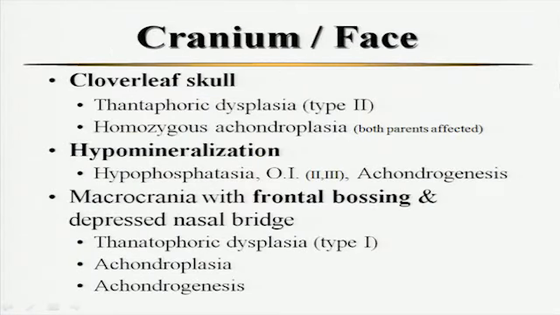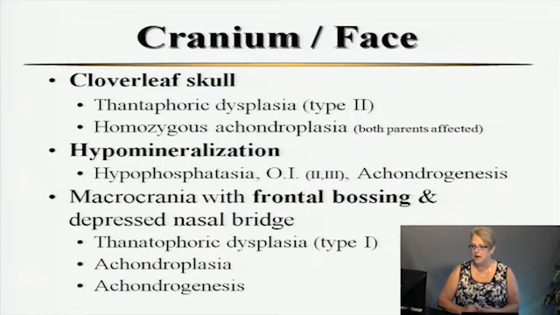So you can get a cloverleaf skull that goes along with your thanatophoric dysplasia or homozygous achondroplasia. The hypomineralization would be a hypophosphatasia. And these are pretty impressive if you've ever seen them, because when you go to do your BPD, if you press too hard, you can compress the whole skull. And you're like, oh my God, I can see the intracranial structure so well.